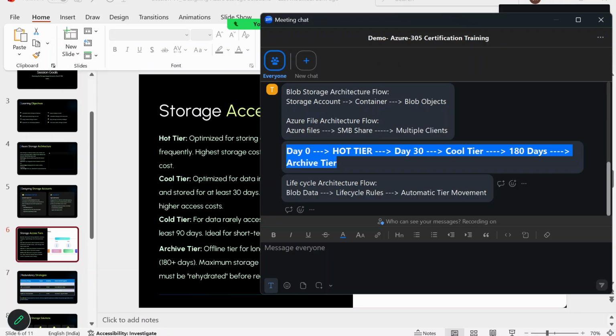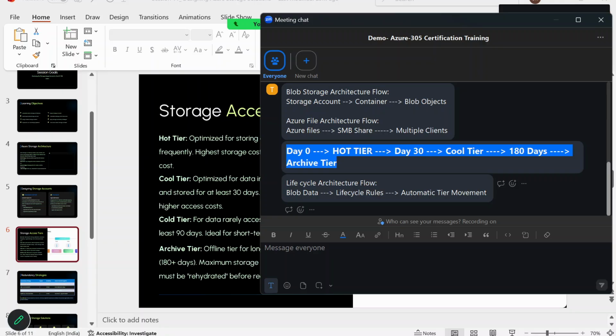So, the AZ-305 exam perspective. The common scenarios will look like this: if the storage is for active website content, then the answer is hot tier. If the storage holds monthly backup data, cool tier. If retaining compliance records for 10 years at the lowest cost, then the answer will be archive tier. And if they want to automatically move older files to lower cost storage, then the answer will be lifecycle management policy.